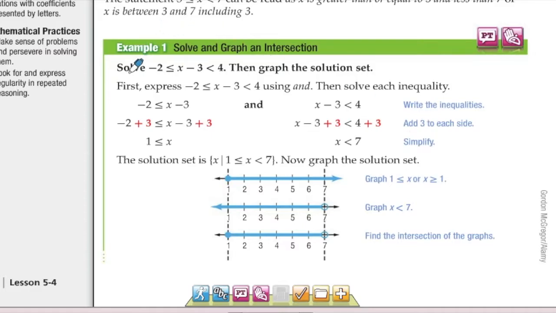For example 1, it says to solve and then graph the solution set. So notice that the first step is to express the inequality using the word and, and then you're going to solve each inequality. So first we break it up into -2 is less than or equal to x minus 3 and take care of that one. And then we also do x minus 3 is less than 4 and solve that one. Then we're going to graph each of those separately and come up with our intersection or solution to the compound inequality.